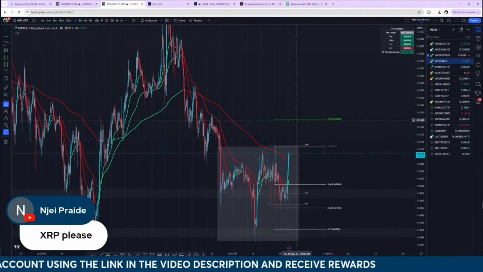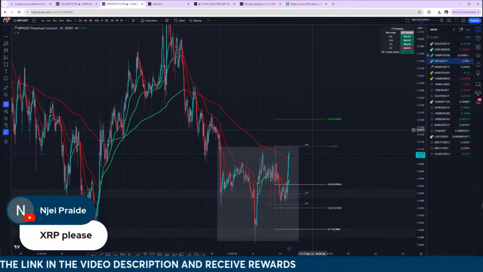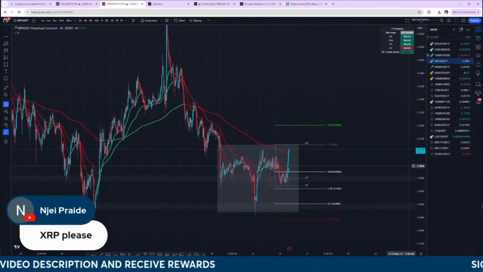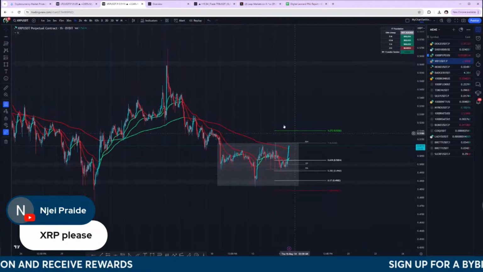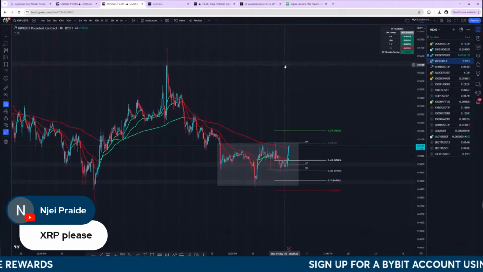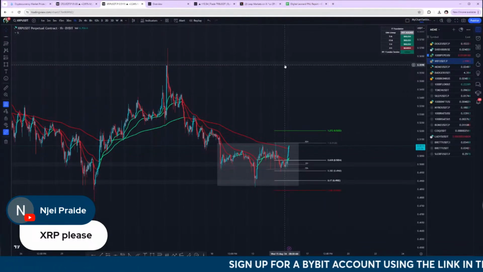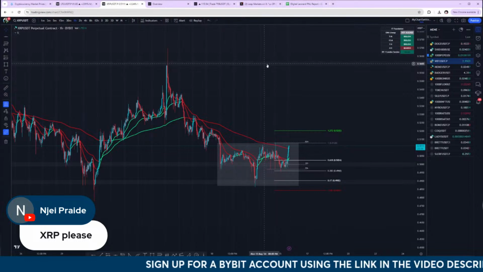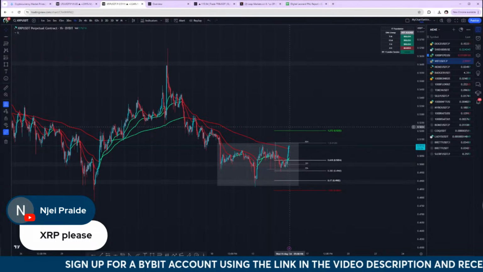But if anything makes XRP come take profit at that 52 cents, it means that we have broken out of this box. And once we break out of that box, guys, the next level you should be targeting is around 55 cents.